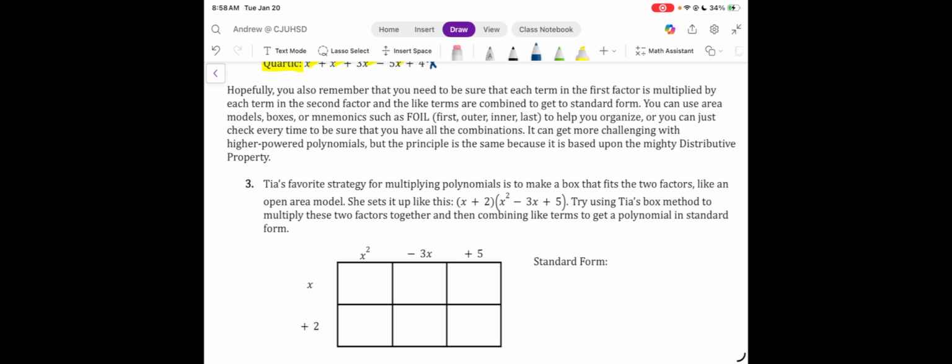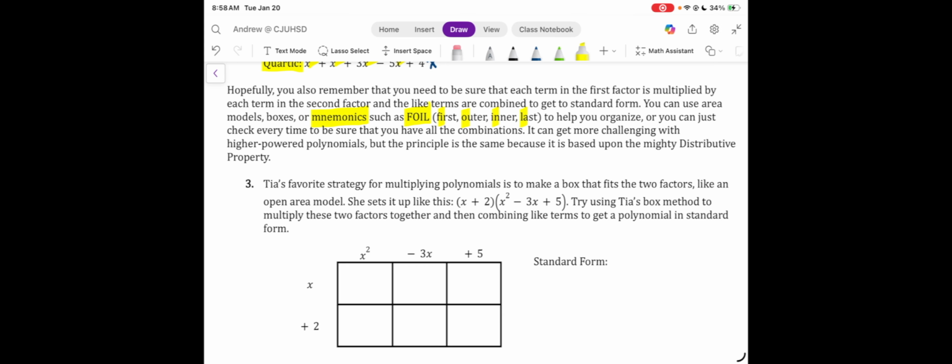You can use area models, boxes, or mnemonics, such as FOIL. There's an interesting word, right? Mnemonics. So we're taking the first letter of each thing we do and making it a word, first, outer, inner, and last, to help you organize. Or you can just check every time to make sure you have all the combinations. And of course, it gets more challenging the higher powered the polynomials are. But the principle is the same. It's all based upon the distributive property.